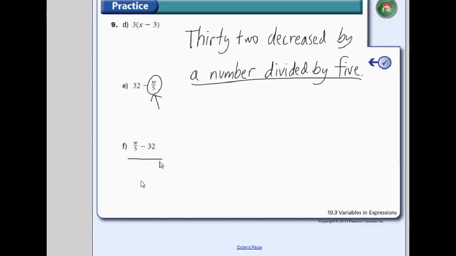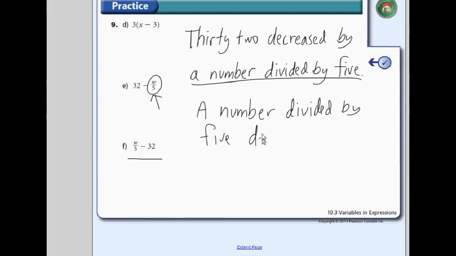Let's look at this one over here. So in this case, we have the number divided by 5 first. So a number divided by 5, and then we would say it would be decreased by 32.